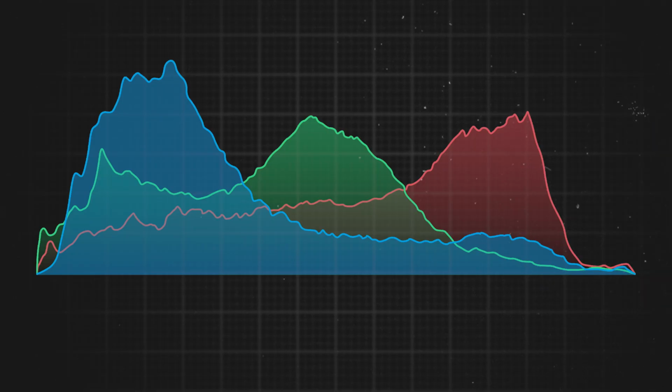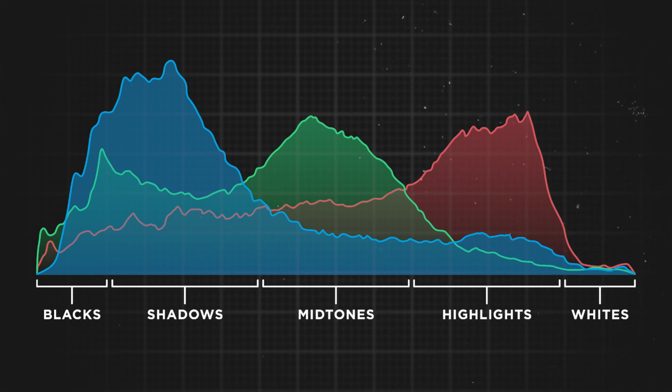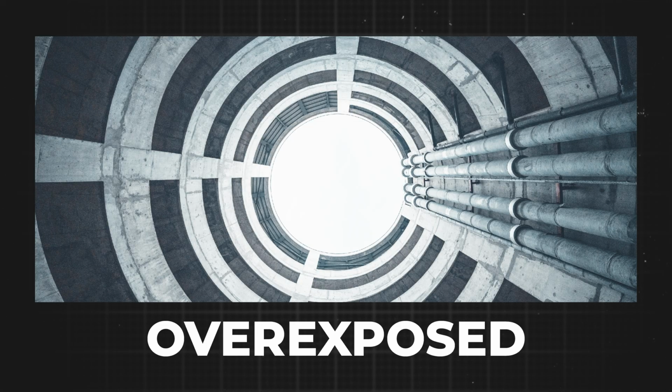Now, I'm sure most of you know what a histogram does, but just as a recap, a histogram is basically a graph to show you how many pixels of a specific exposure are within your photo. And it's split into five sections. You've got your whites, highlights, midtones, shadows, and blacks. And it's a really good way to see if your photo is either under, correctly, or overexposed.